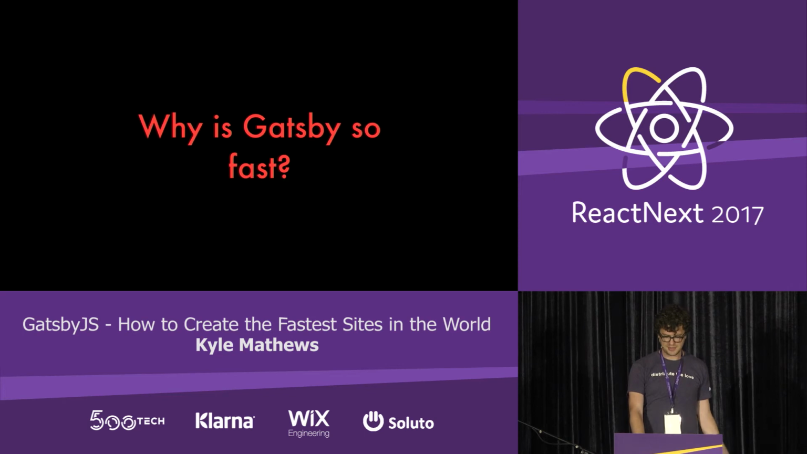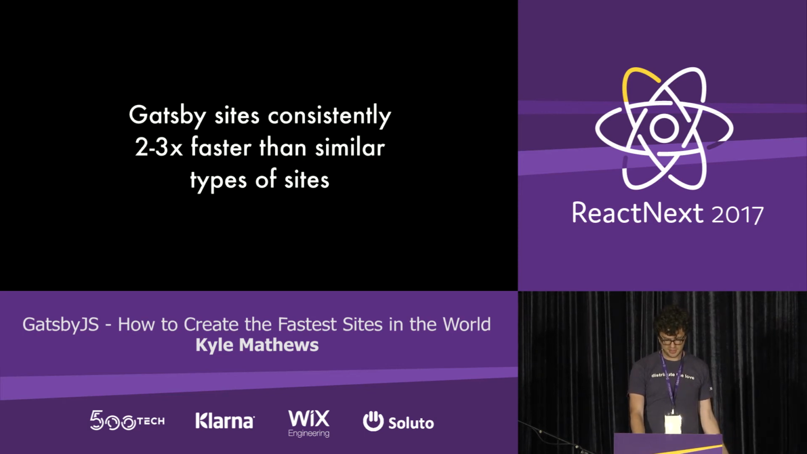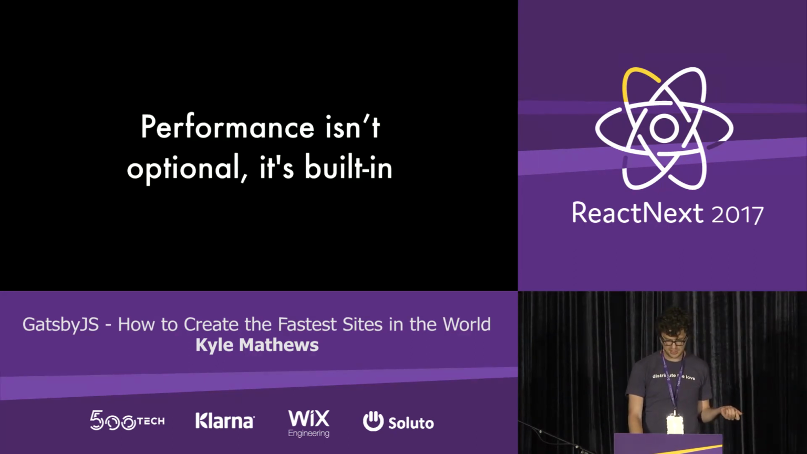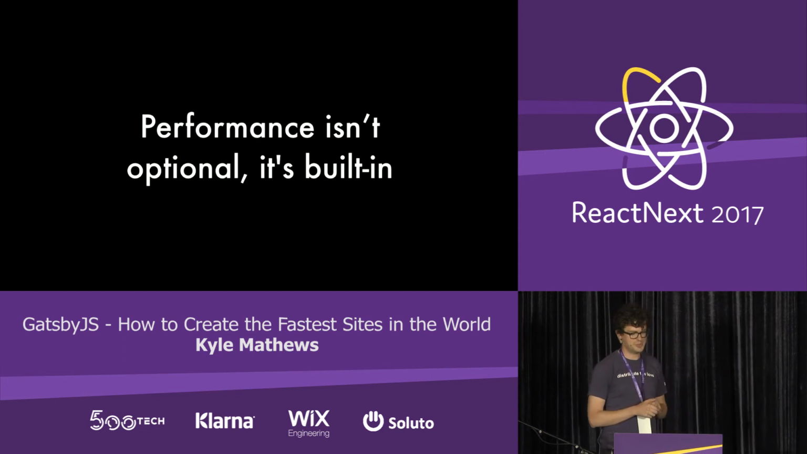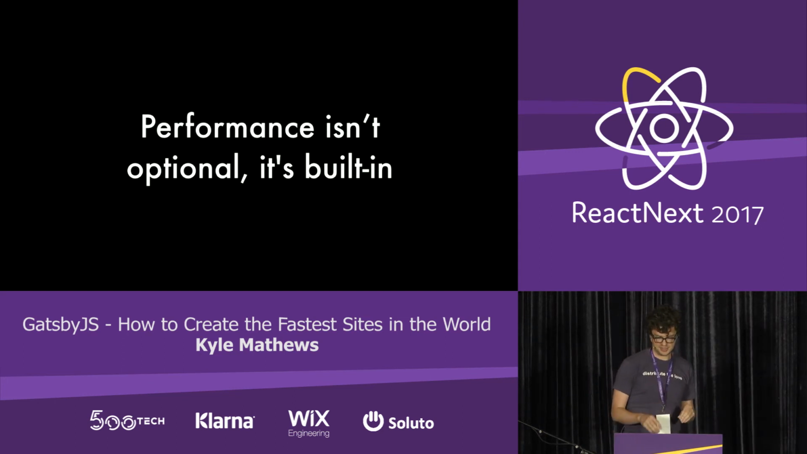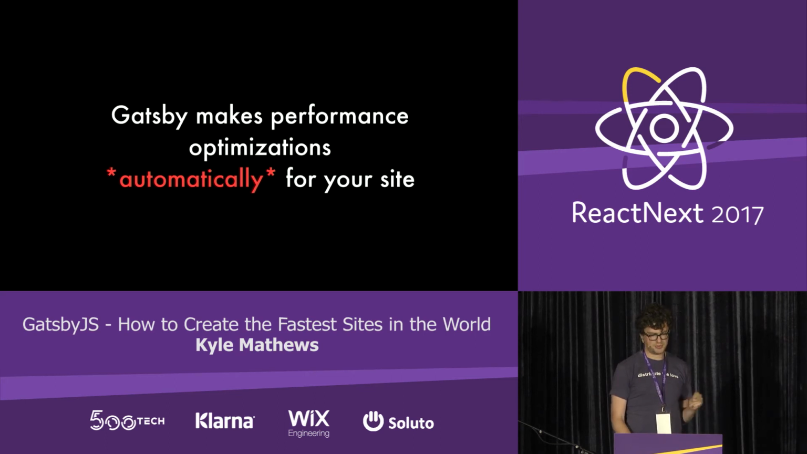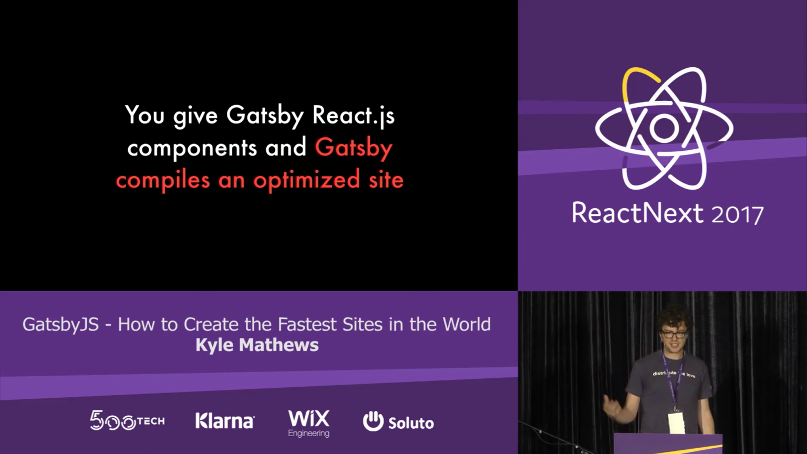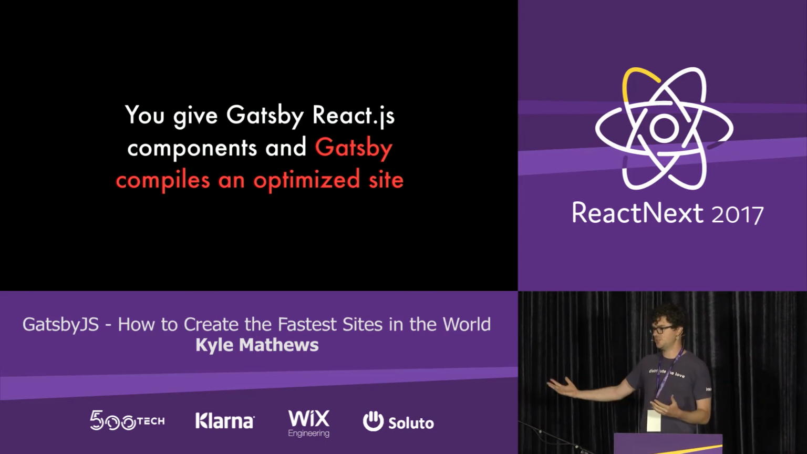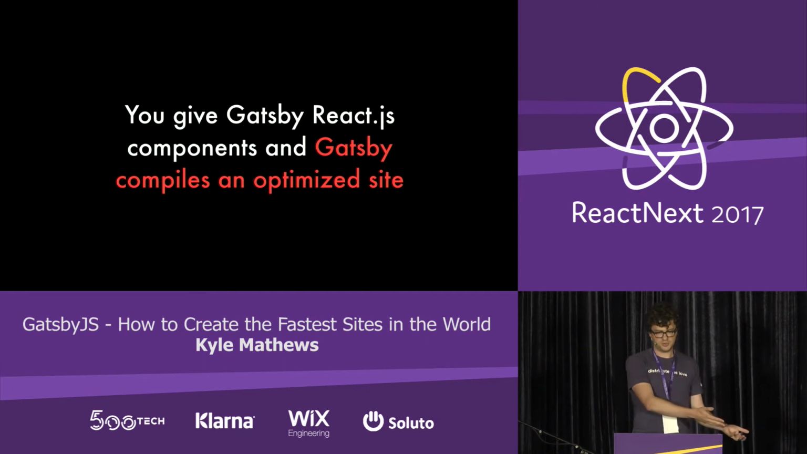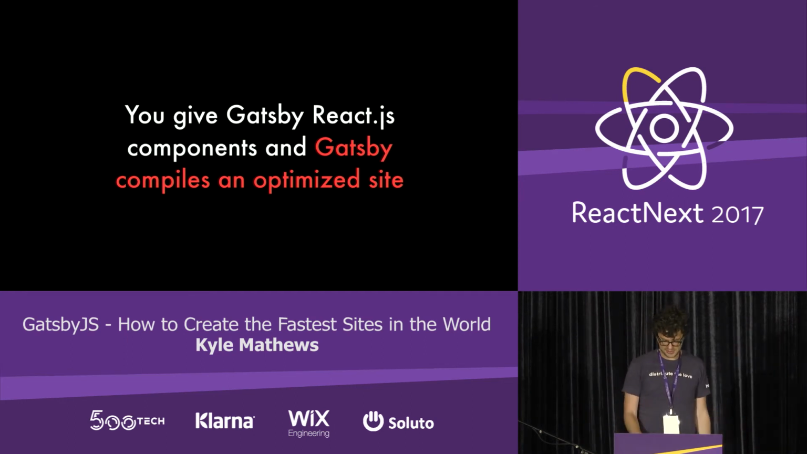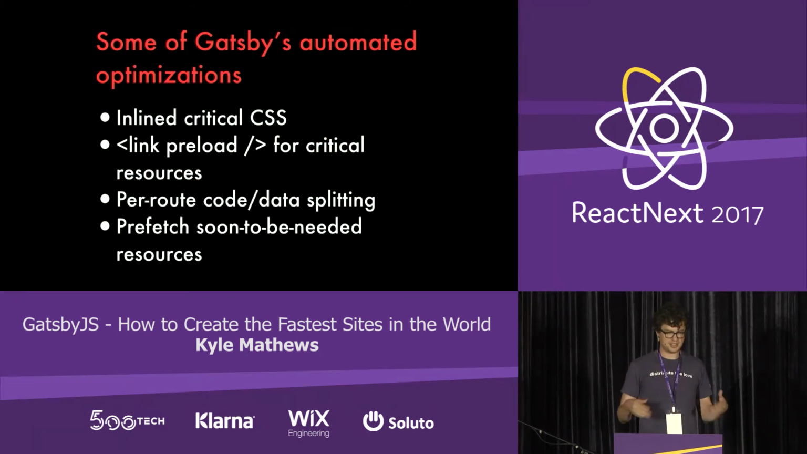So why is Gatsby so fast? Gatsby sites, as we saw earlier, are consistently 2-3x faster than similar types of sites. The reason is basically that performance isn't optional, it's built in. Gatsby makes performance optimizations automatically for your site. It's not an exercise that's left to everyone. By using Gatsby, it just sort of happens. The basic contract between Gatsby and the user is that you give Gatsby React components, and then Gatsby compiles an optimized site.